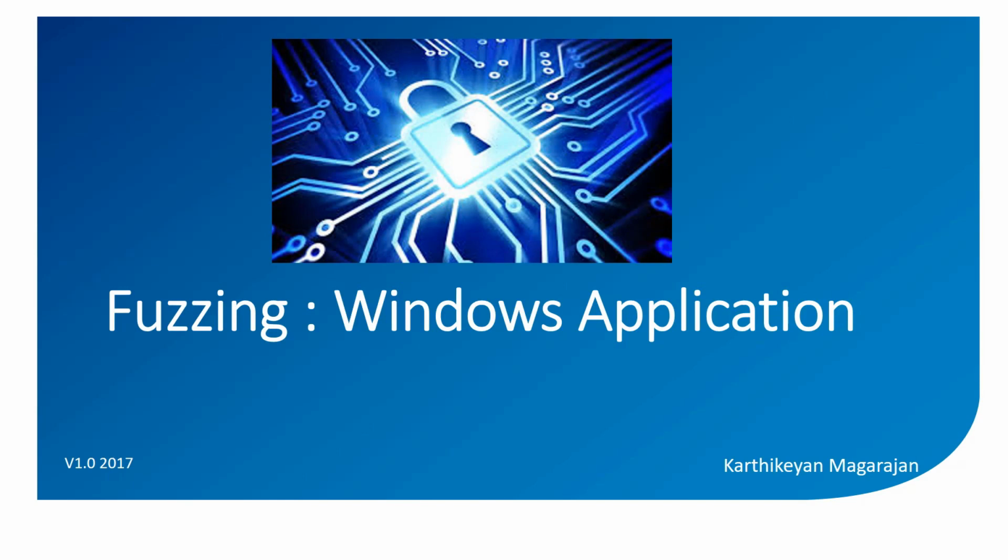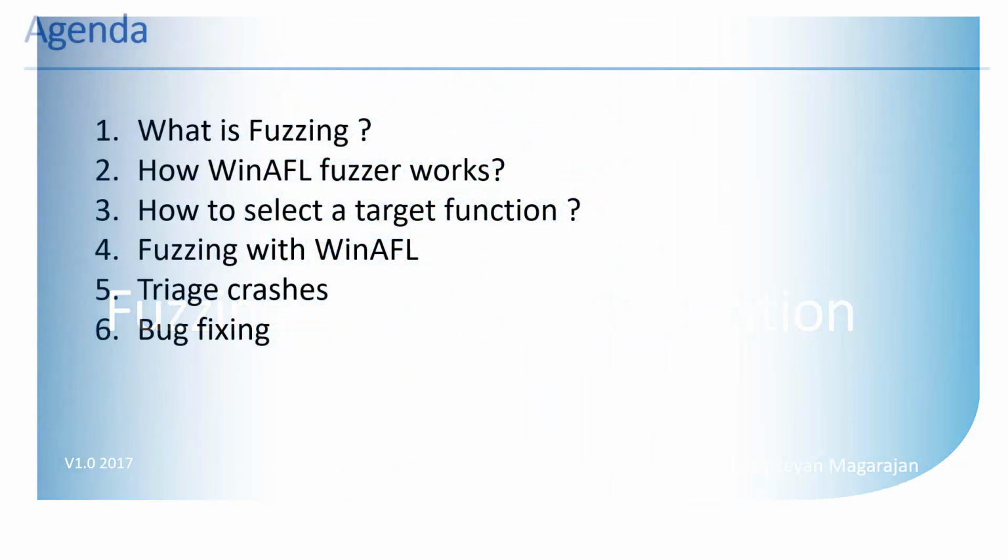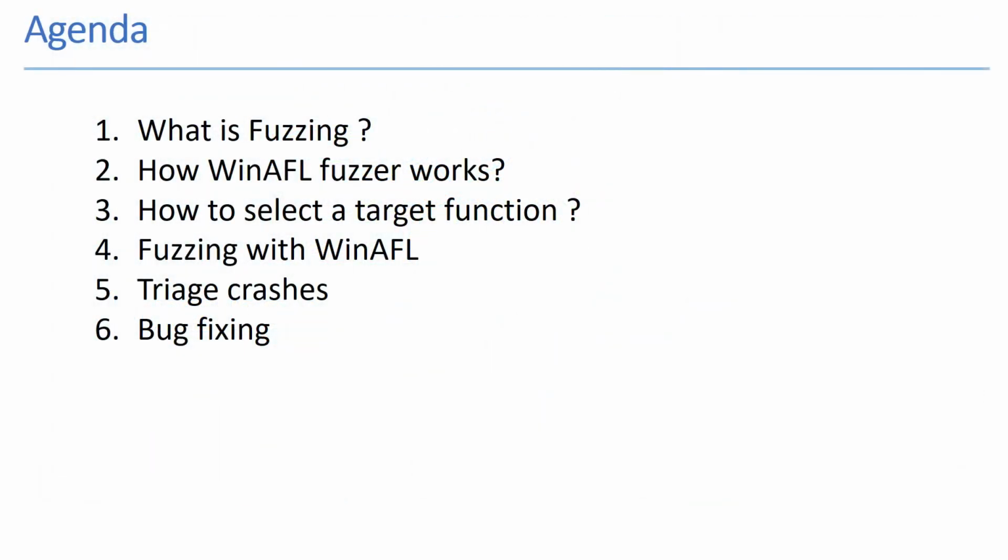The project title is Fuzzing Windows Application. The objective of our project is to demonstrate that bugs in code exist post-verification by the compiler and static analysis. The agenda for today's discussion is: what is fuzzing, how the WinAFL fuzzer works with Windows binaries, how to select a target function to fuzz with WinAFL, analyze the crashes identified by WinAFL, compare the results of WinAFL with Visual Studio Code Analysis results and HP45 Static Code Analysis results. And finally, we are going to look into bug fixing.